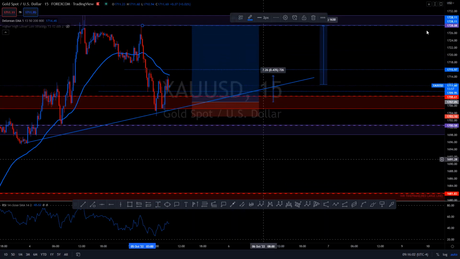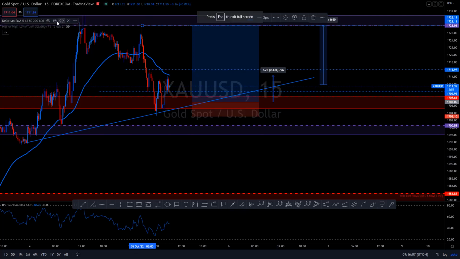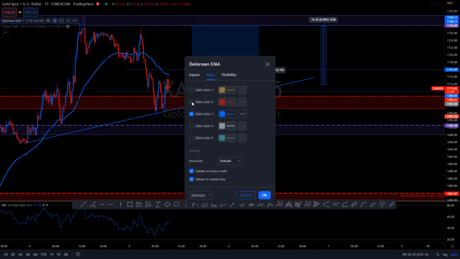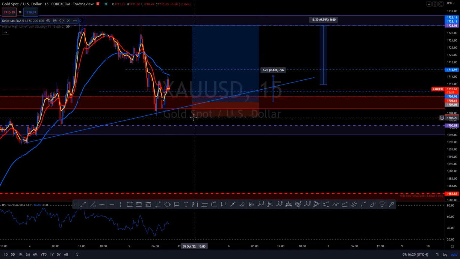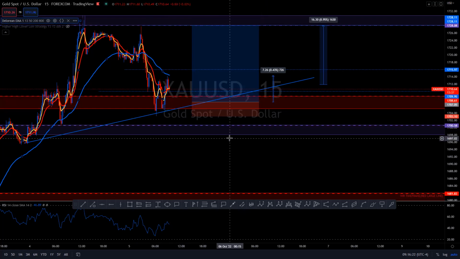Let me turn on my Delorean EMA and see what it is saying. It looks like the yellow did cross over a little bit. So it probably might come down to test this area a little bit and then maybe go up. That's what I'm looking for, but we'll see at the 9:30 candle. I'm going to go ahead and put in my stop loss and take profit for the buy.